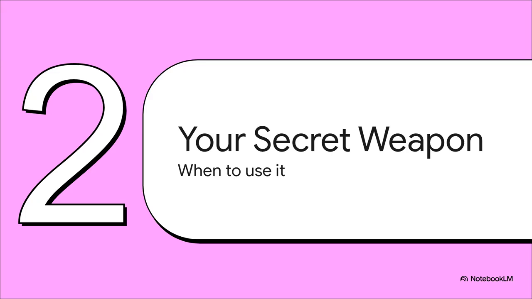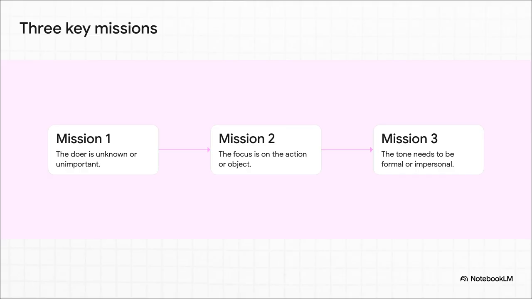So we know how to build it. Now for the really important part. When should you actually use it? I want you to think of the passive voice as your secret weapon. You're not going to use it all the time, but when you pull it out, it's for a very specific, strategic reason. We're going to break this down into 3 key missions for your new secret weapon. Mission 1, when the person who did the action is either a total mystery or just doesn't matter. Mission 2, when the action itself or the object that received the action is the real star of the show. And Mission 3, when you need to sound a bit more formal or official.